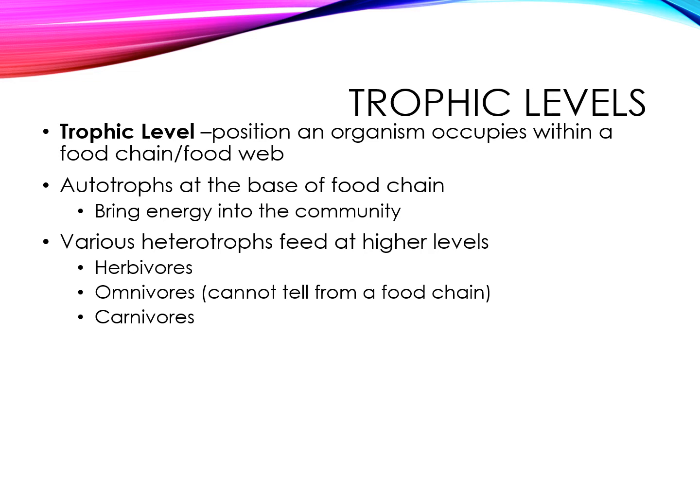So the very base of the trophic level, the biggest, most broadest, is autotrophs. They're at the base. They bring energy to the community. So they, through photosynthesis, take energy from the sun and convert it into usable energy for themselves and anything that eats them. Then on top of that is various heterotrophs that feed at higher levels. Herbivores, omnivores, carnivores. All right.